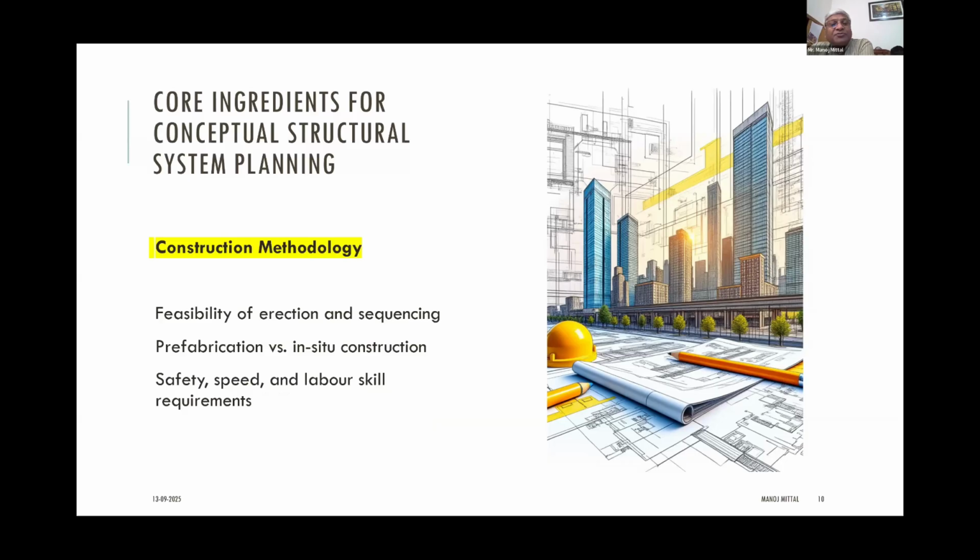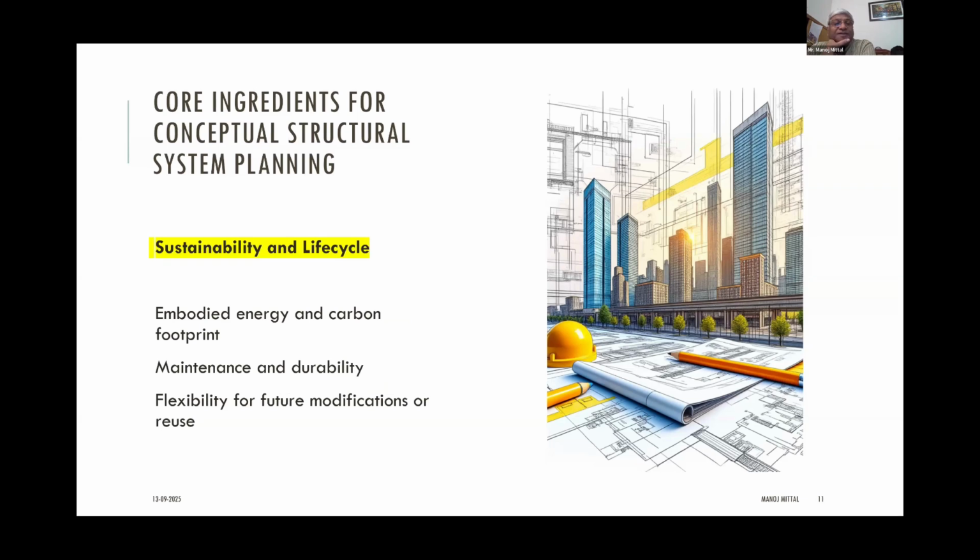So basically, we need to consider the feasibility of erection and sequencing, whether prefabrication or in situ construction, speed, safety, labor skill, all those things we need to consider. Sustainability and life cycle, we already had a detailed lecture on this aspect to be considered in the conceptual planning stage.